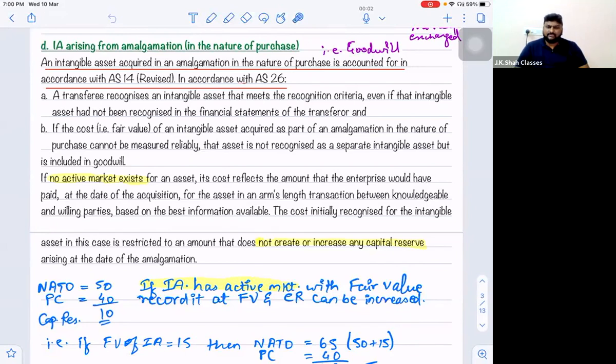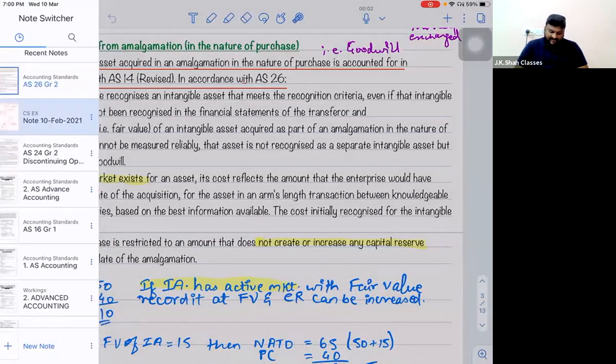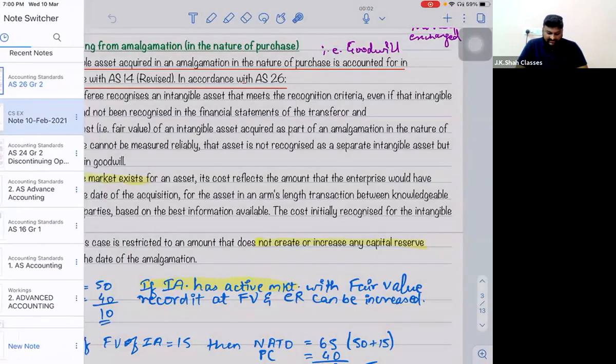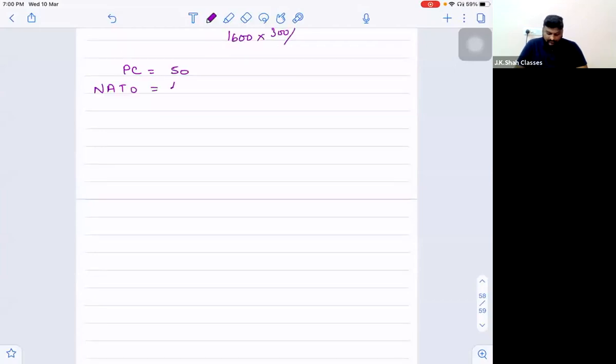So you are not able to get this point. Please see the numerical point. Say purchase consideration is 50 rupees. Correct? Net asset taken over is 40 rupees. So can I say the 10 rupees extra that you are paying is goodwill?